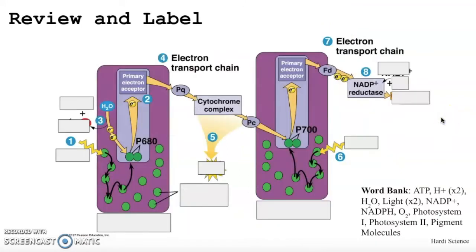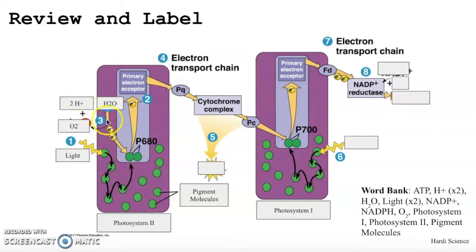So let's do a little quick review and label. Well, I'll just label the photosystems first. So the one on the left, the first photosystem, is photosystem 2, and then the one on the right, the second photosystem that the electrons reach, is photosystem 1. So the first step is light is going to hit the pigment molecules. Again, these pigment molecules are found in the light harvesting complex. And then we're going to have some water split into hydrogen ions, oxygen, and electrons.